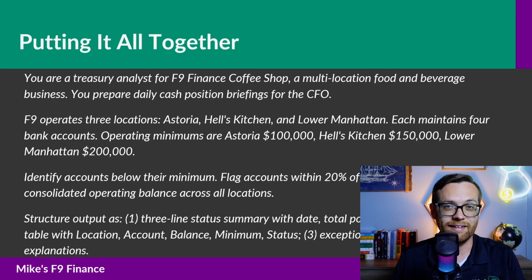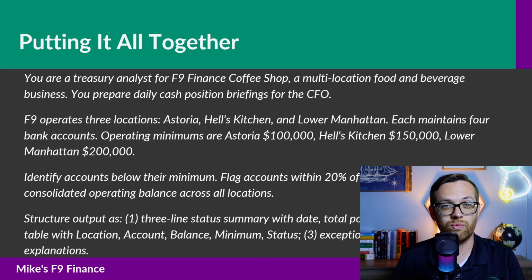"You are a Treasury analyst for F9 Finance Coffee Shop, a multi-location food and beverage business. You prepare daily cash position briefings for the CFO. F9 operates 3 locations: Astoria, Hell's Kitchen, and Lower Manhattan. Each maintains 4 bank accounts. Operating minimums are Astoria $100,000, Hell's Kitchen $150,000, Lower Manhattan $200,000. Identify accounts below their minimum. Flag accounts within 20% of minimum. Calculate consolidated operating balances across all locations.